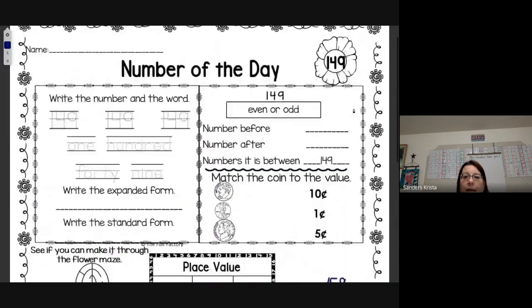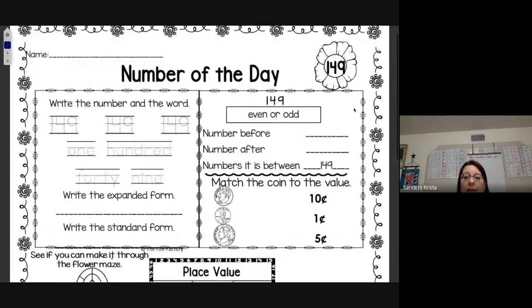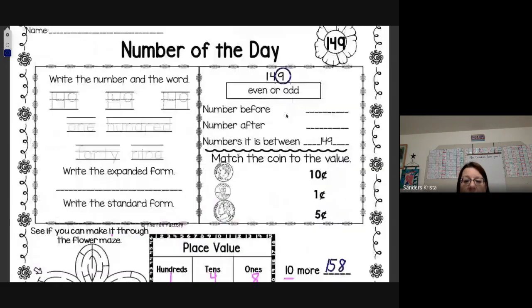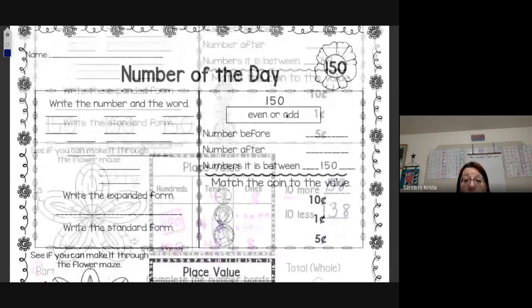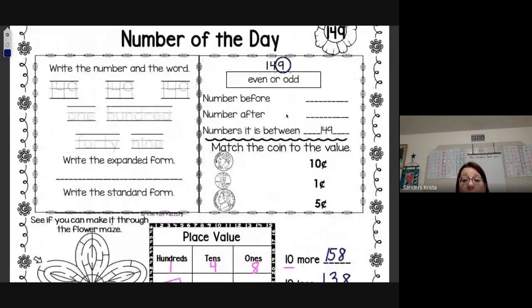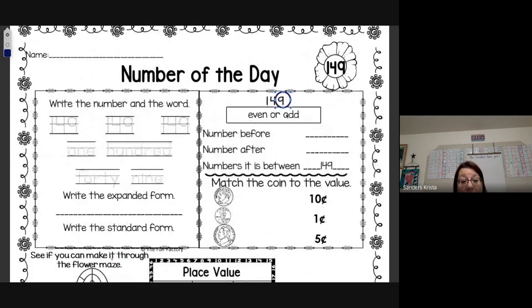Okay, now we're going to go up and look at even and odd. The number 149. Every time we look at numbers to see if the number is going to be even or odd, and if you just noticed, I did the place value for 148 and 10 more and 10 less, so just pretend that I did that correctly. My number is 149. Right here, it looks like I mixed two of the pages together, but that's okay.